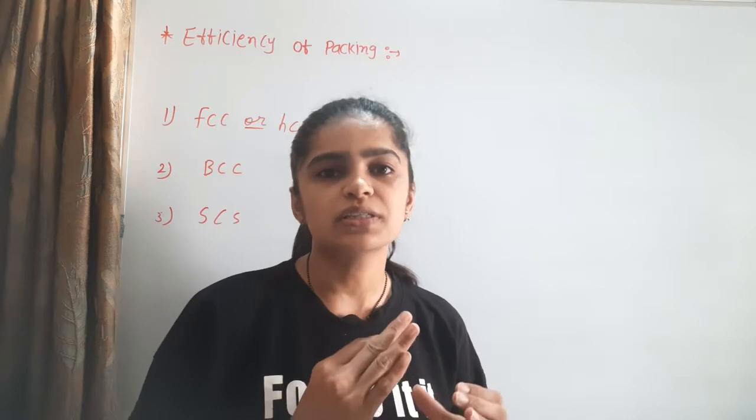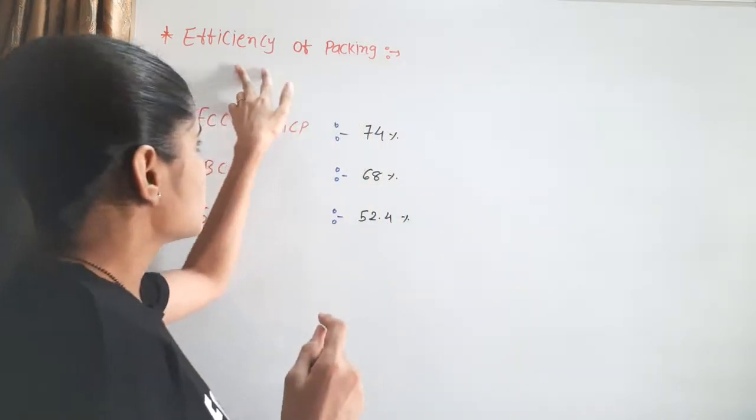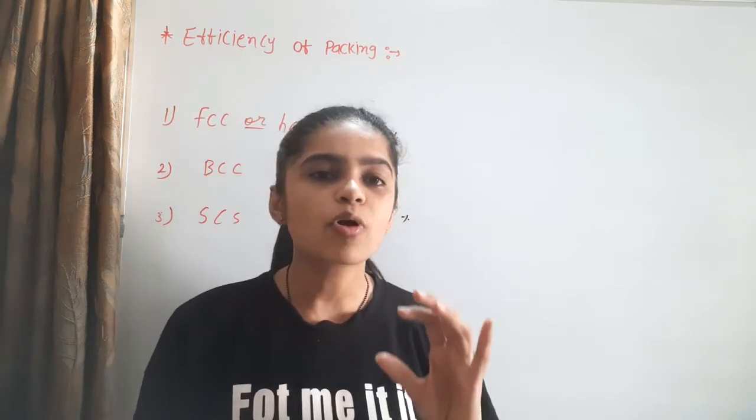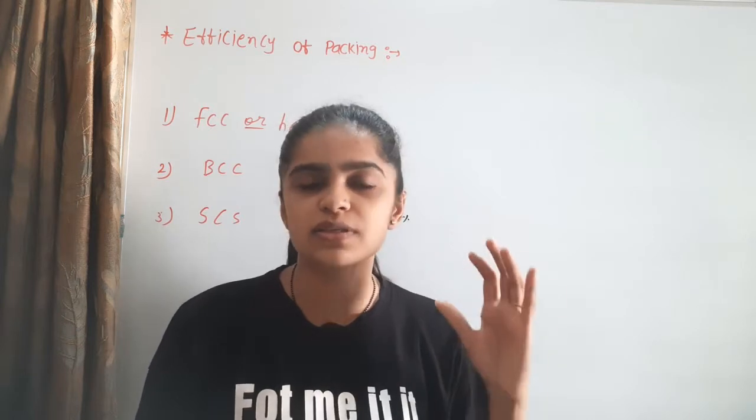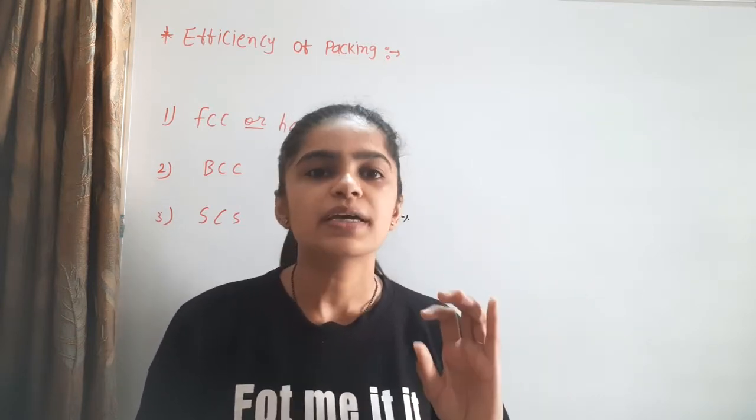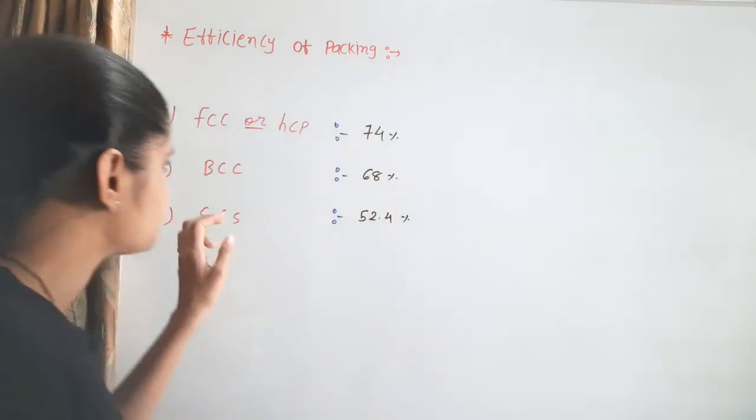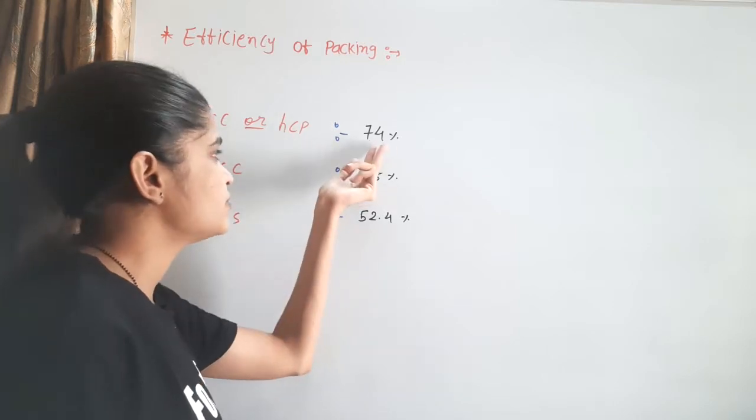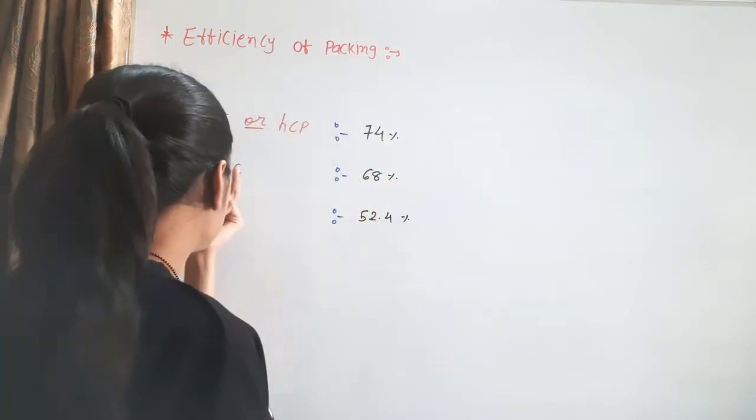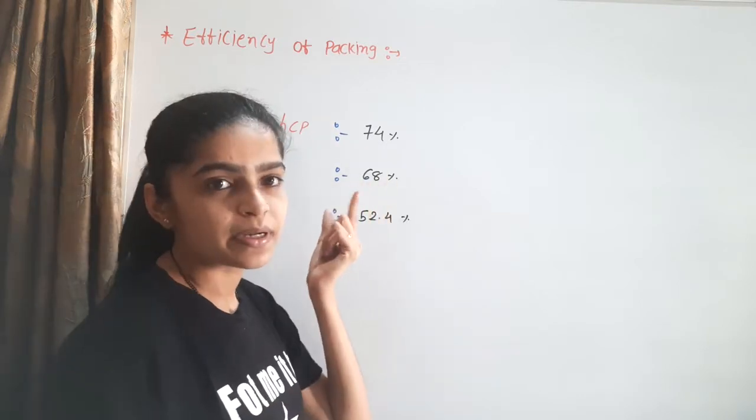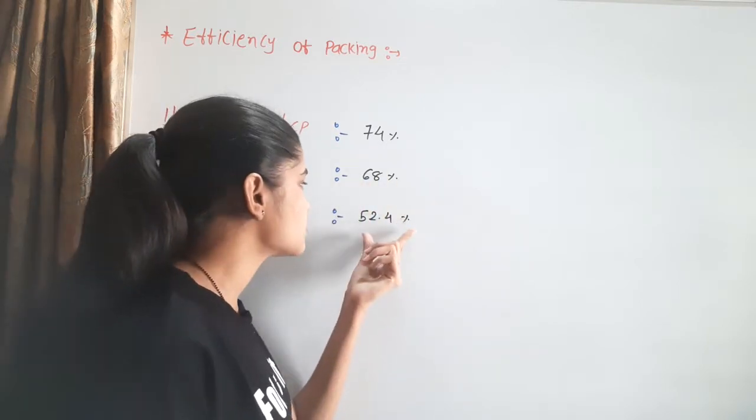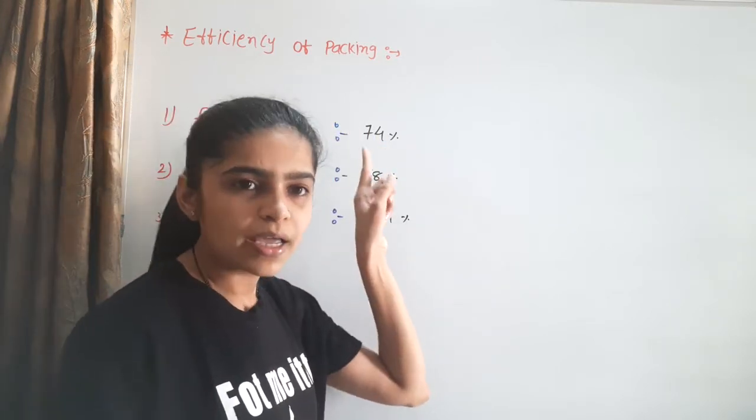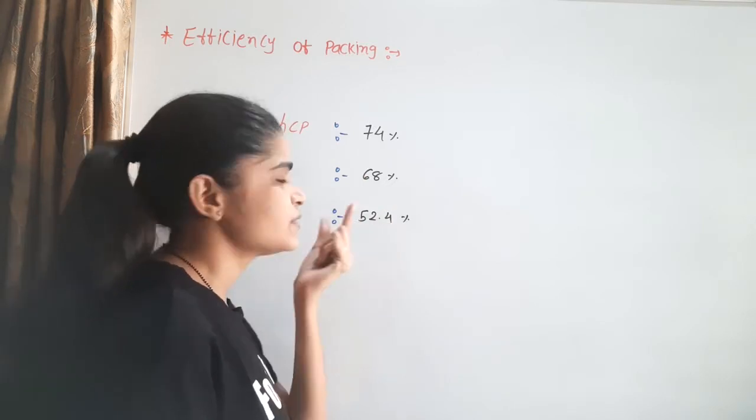On the basis of this, we discuss packing. Efficiency of packing is the percentage of space filled by the particles. When more space is filled by particles, its efficiency is more, and when less space is filled, its efficiency is less. For example, FCC or HCP, face-centered and hexagonal, have an efficiency of 74%. Second, body-centered is 68% and the simple cubic structure has an efficiency of 52.4%. Among these three, FCC and HCP have the highest efficiency and simple cubic has the least.